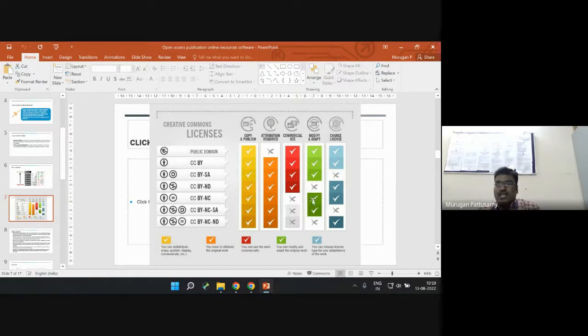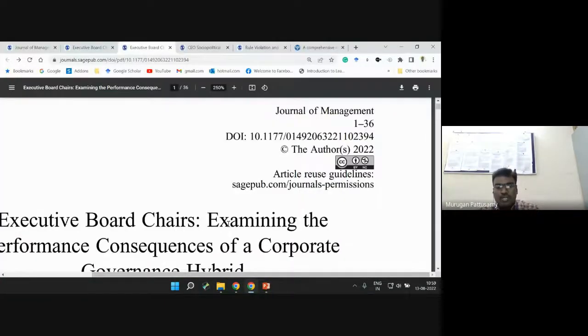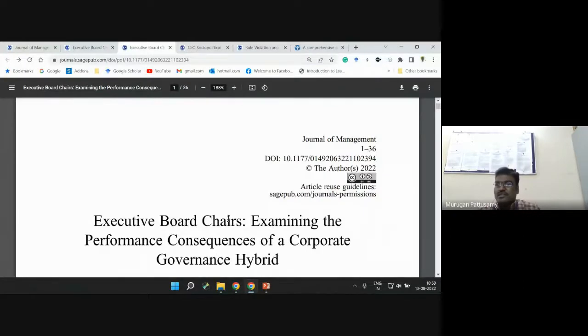Then you can also modify and adapt the paper. You can also change the license. That is also possible. Except for using it for commercial activities or commercial purposes, you can do everything with respect to this particular paper. Are you getting my point? Make sense?